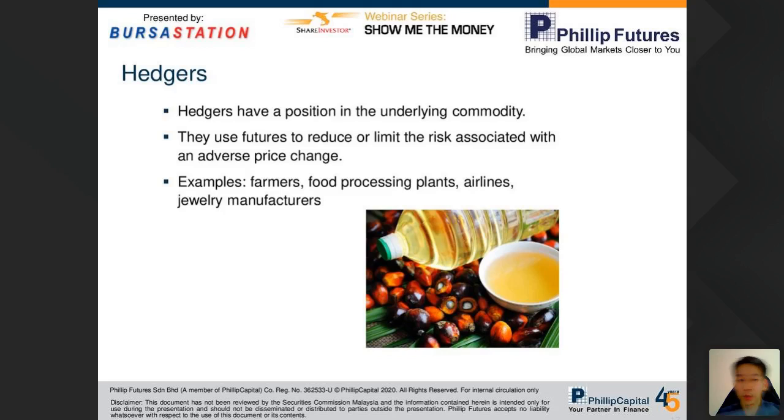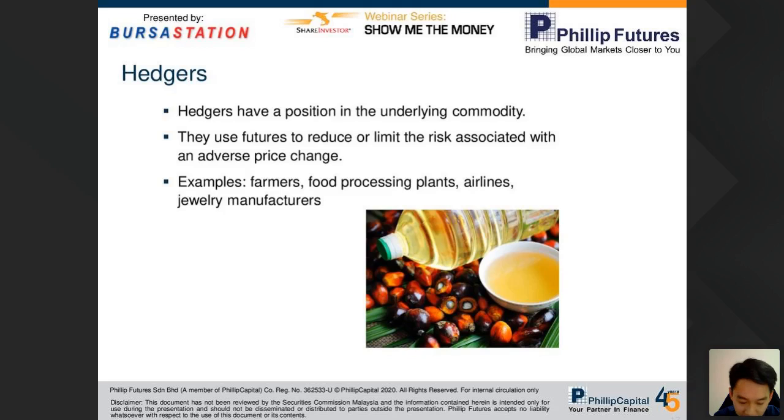My goal is to sell at the highest price as possible, right? What if currently the CPO market is on a downtrend? It definitely will cause me losses as I'm not going to sell as high as I wanted. So what can a palm oil producer do? He or she will go into the market and short futures FCPO. In this case, the palm oil producer is expecting the price to go down. This is called hedging. This is an example of hedging.